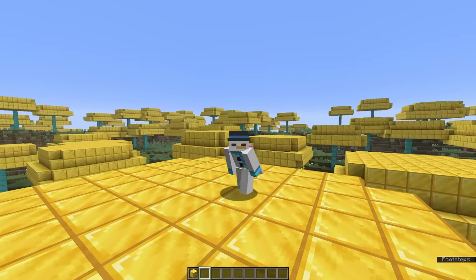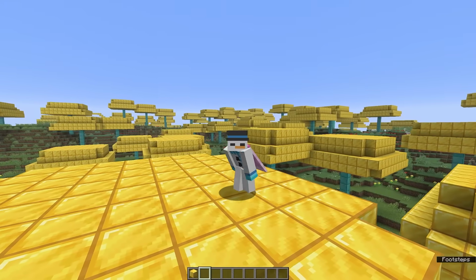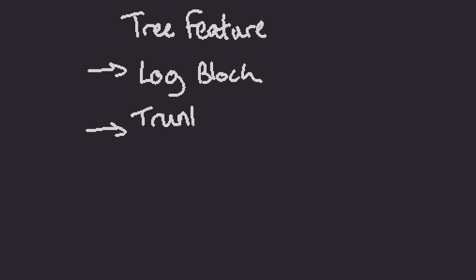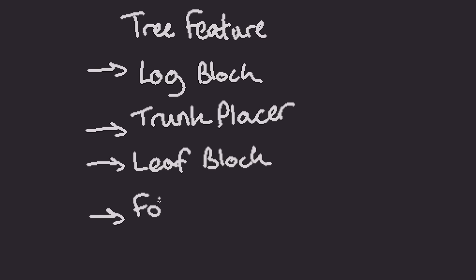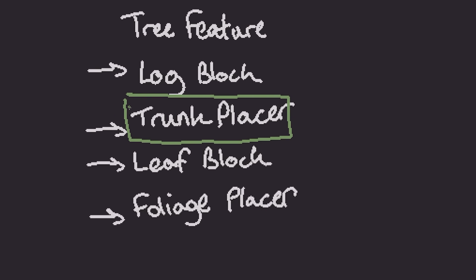Now we have custom trees, we also have to create a custom trunk placer. To understand what a trunk placer is, let's look at this example tree feature. It's composed of four main elements. We have the wood block, our trunk placer, our leaf block, and our foliage placer. The trunk placer is what actually places our wood blocks, and is how we create our tree. We're going to ignore the foliage placer and leaf block in this video, as we can handle that all in the trunk placer as well.